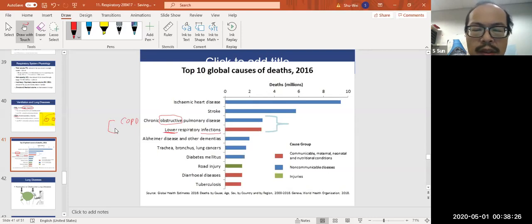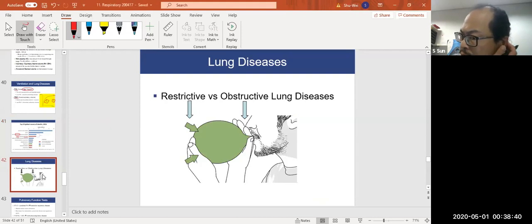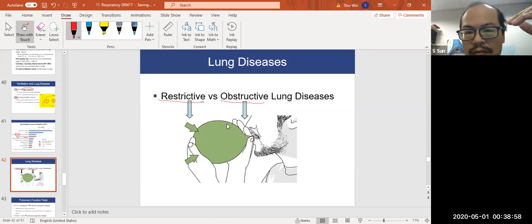So these are two of the major causes in the world. And so we need to know how to quantify and classify whether the patient has lung disease. This could be one of two types: either restrictive lung disease or obstructive lung disease. When we want to identify lung disease, we need to know which one is which.